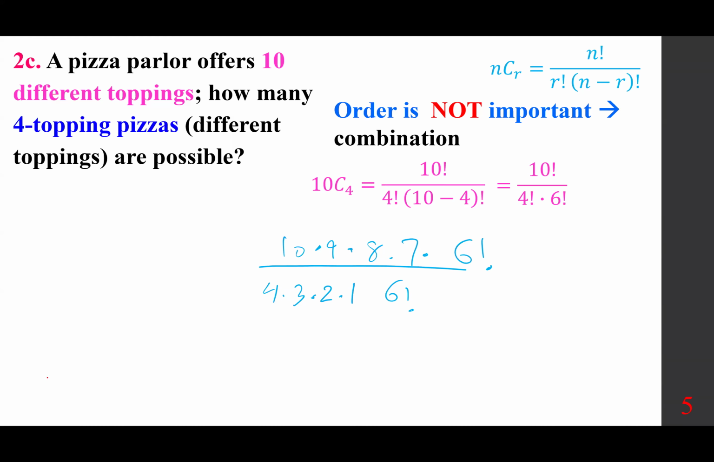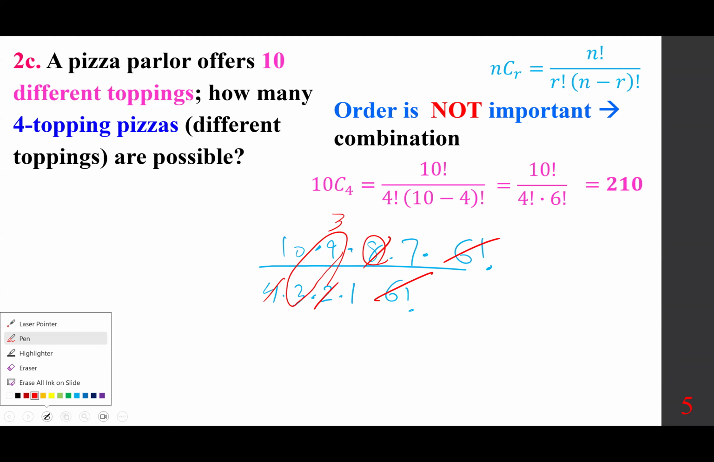Again, if you were to do it by hand, you don't have to. These two cancel each other. 4 times 2 is 8, and then 9 and 3 give you 3. So 10 times 3 times 7 is 210. So it's fairly easy to do it by hand, but you can use a calculator.